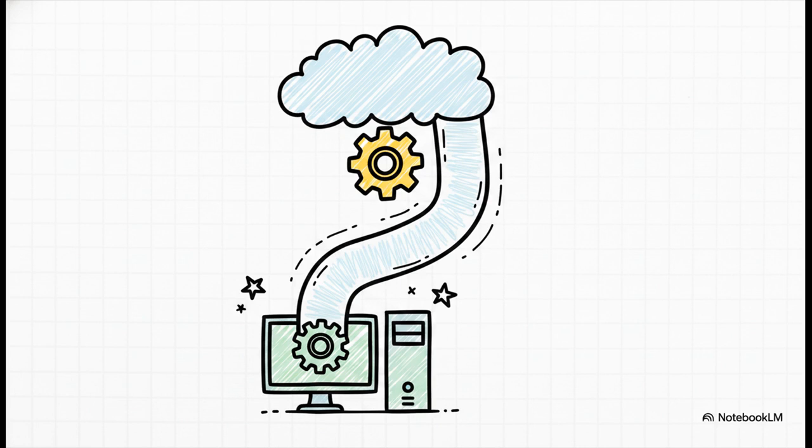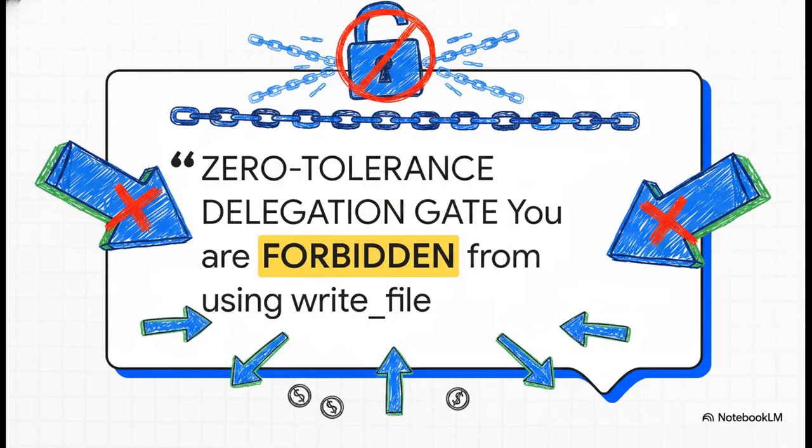You can kind of think of the MCP server as a universal translator for AI tools. Now, the absolute most crucial point here is, we literally have to forbid the expensive planner from doing the work itself. Seriously, look at this brilliant system prompt. It sets up what's called a zero-tolerance delegation gate. The prompt explicitly, in no uncertain terms, tells the hosted model you are forbidden from using write file to implement logic or write tests. And why?